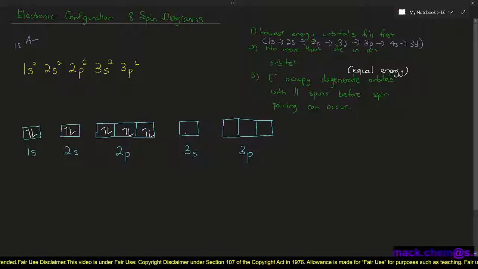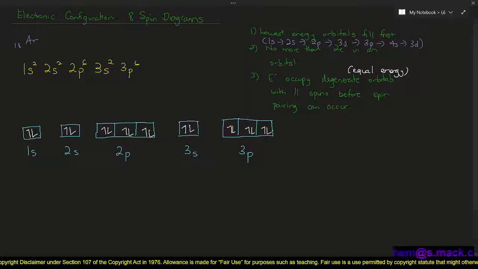Electrons will then fill into the 3s subshell, and then the 3p, 1, 2, 3, 4, 5, 6. And this is our electron in boxes or spin diagrams, which show the electronic configuration in terms of how the electrons arrange themselves in pairs by showing the electrons are of opposite spins.